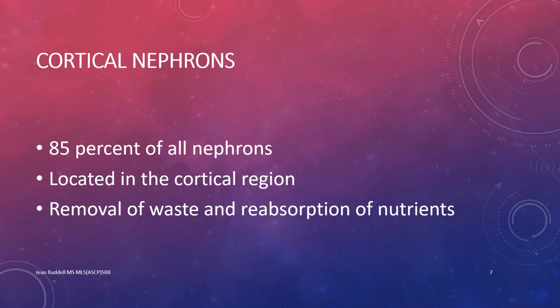Cortical nephrons. 85% of the nephrons in the kidney are cortical nephrons. These nephrons are located in the outer layer of the kidney called the cortex. These nephrons function to remove waste and absorb nutrients.